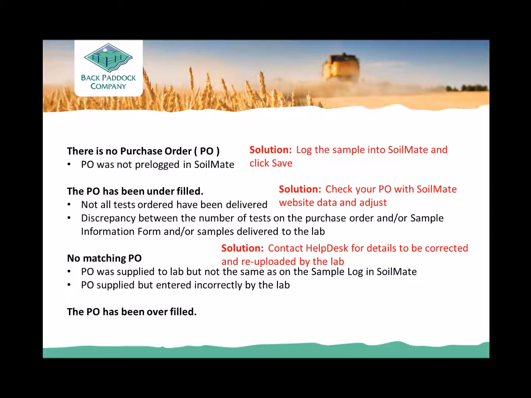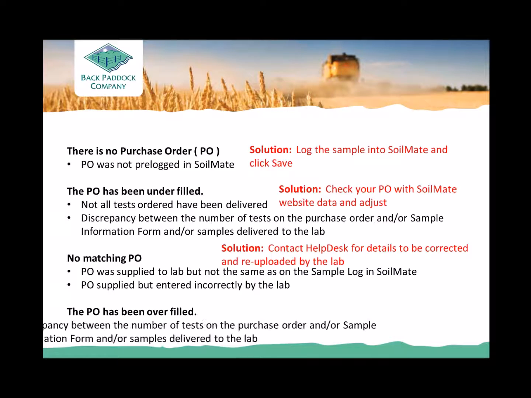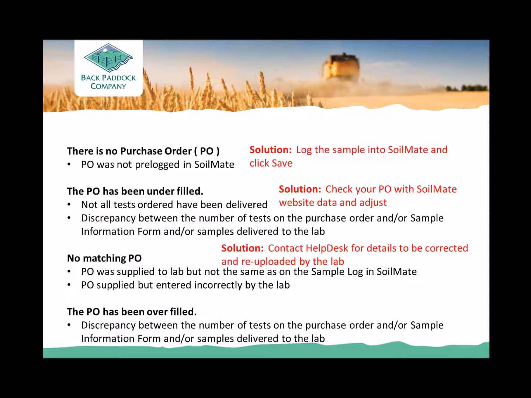It could be that the purchase order has been overfilled. Now that's slightly different to underfilled. It just means there's a discrepancy between the number of tests that you've placed on your purchase order and the number of tests which are on the sample information form, or the number of tests actually delivered to the laboratory for testing. So we're going to go through the process now of how we go and check our SoilMate website so that you can work out what is actually happening with your barcodes.